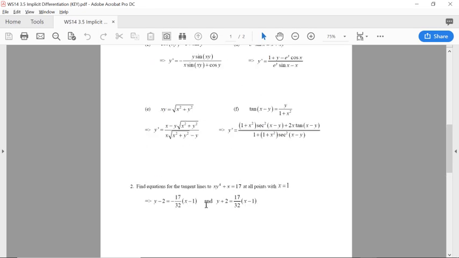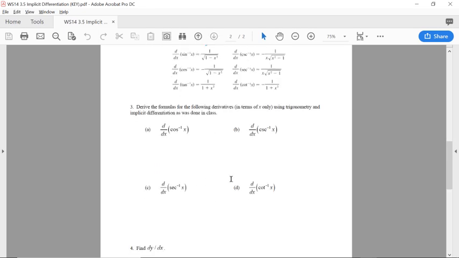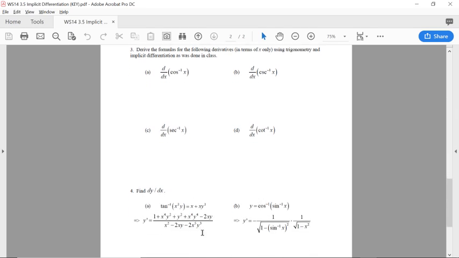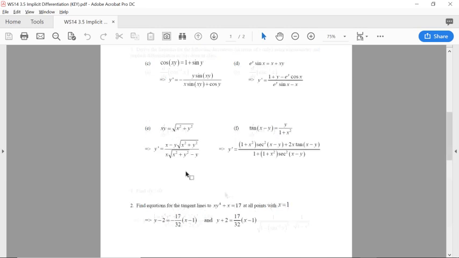Okay, find equation of tangent lines. You'll see similar exercises in your homework as well, deriving these formulas, and a couple of the inverse trig equations as well. And that's it for this section.